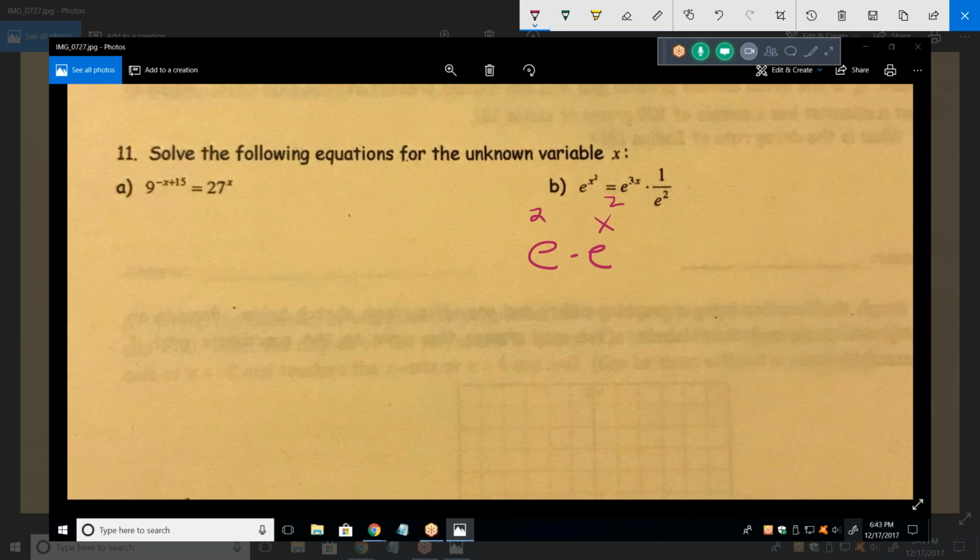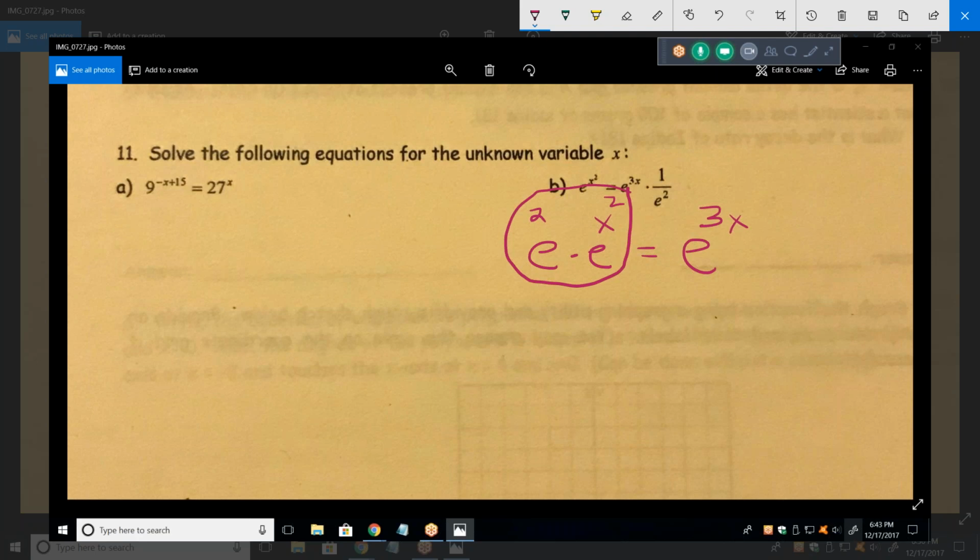And the right side becomes what? e squared times e to the 3x times 1 over e squared. The e squareds cancel out. That's why we're multiplying both sides by e squared. So it'd just be e to the 3x. Now, we can't equate anything yet because we've got to simplify that. Again, you have to use the rules of exponents.